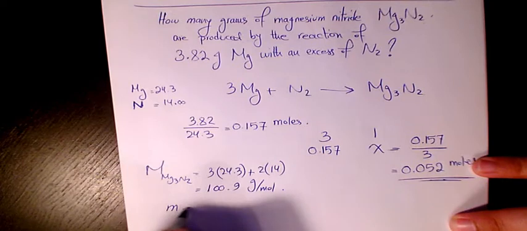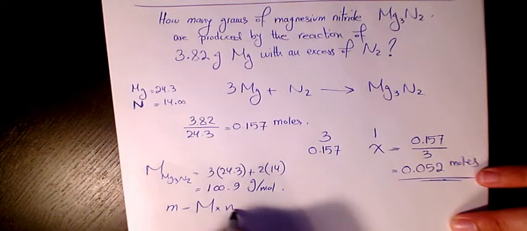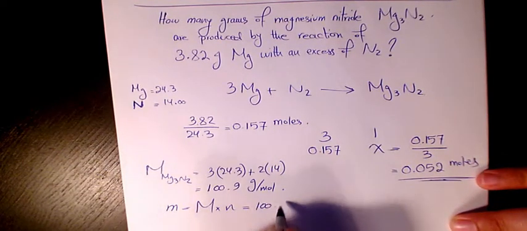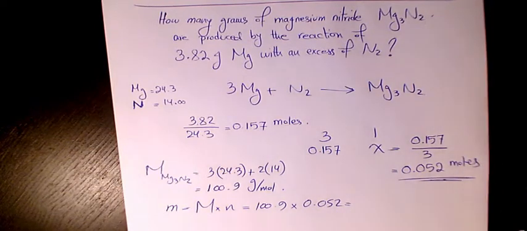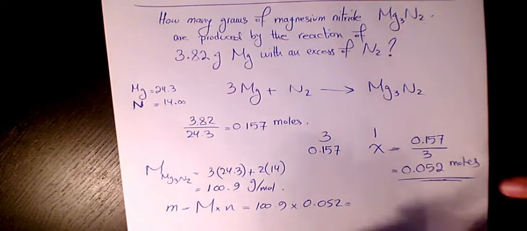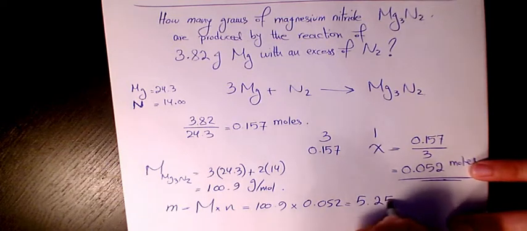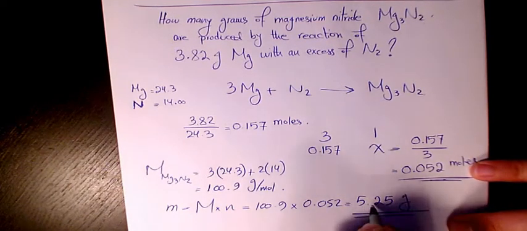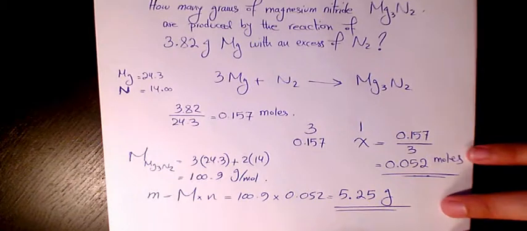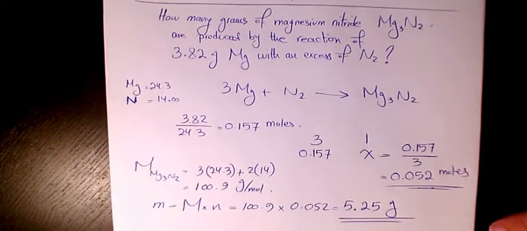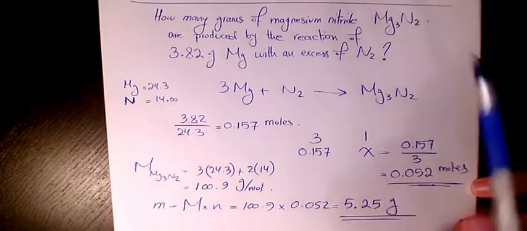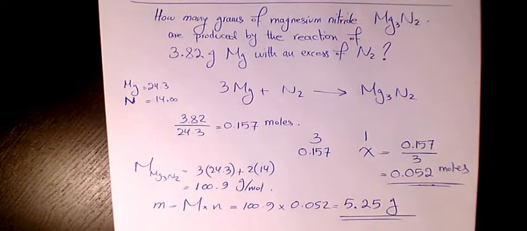So mass will be M times n, which is 100.9 times 0.052, which is 5.25 grams. That's the amount of magnesium nitride produced if we have 3.82 grams of magnesium with an excess of N2.